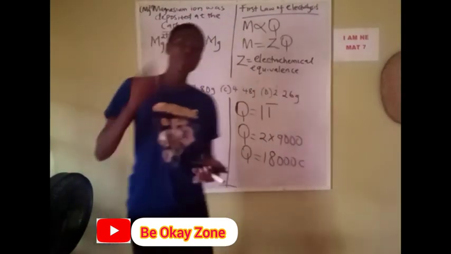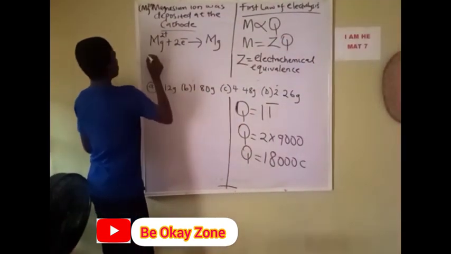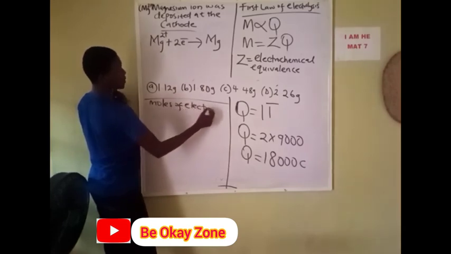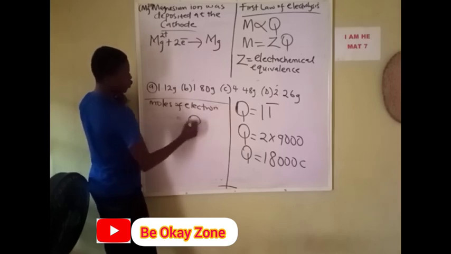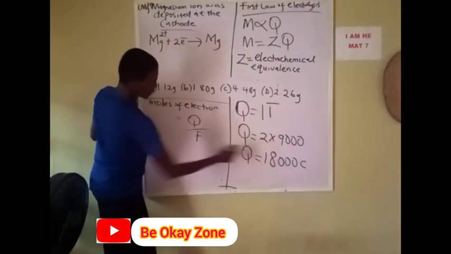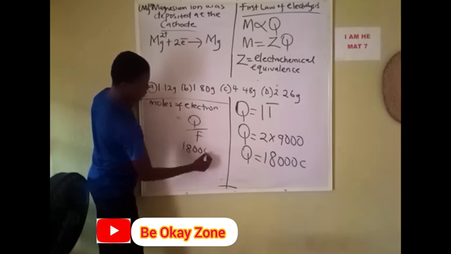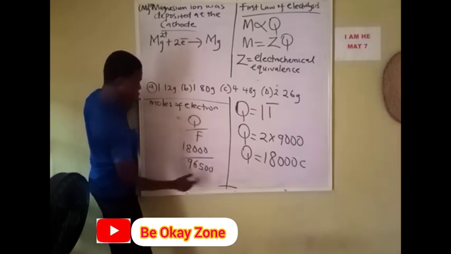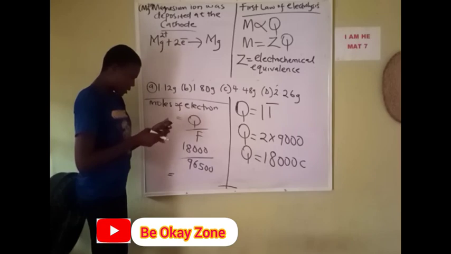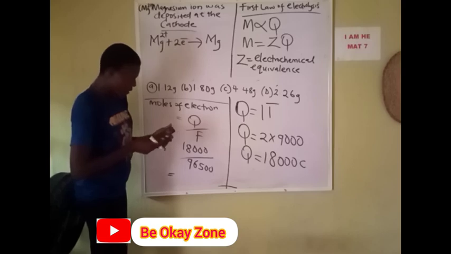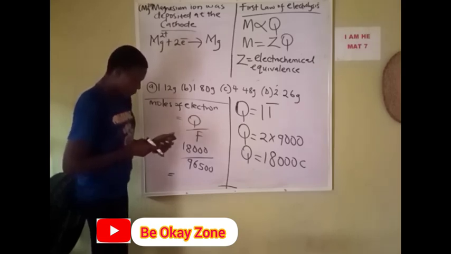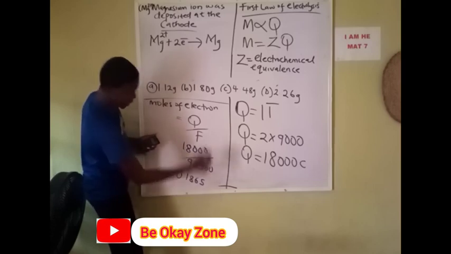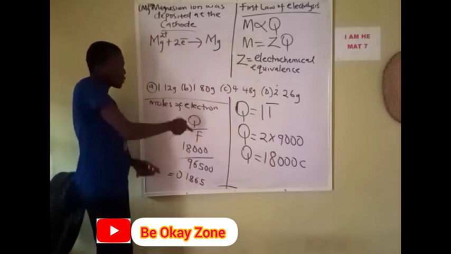The next step is to calculate the moles of electron from Faraday's constant. The moles of electron is equal to Q over F. Our Q is 18,000, and the Faraday constant is given as 96,500. So 18,000 divided by 96,500 gives us 0.1865. So we've already gotten the moles of electron from the Faraday constant.